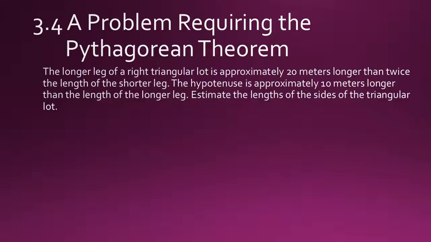This says that the longer leg of a right triangular lot is approximately 20 meters longer than twice the length of the shorter leg. The hypotenuse is approximately 10 meters longer than the length of the longer leg. Estimate the lengths of the sides of the triangular lot. Now again, pause this recording if you want to give this a try on your own, and then resume to check your answer.